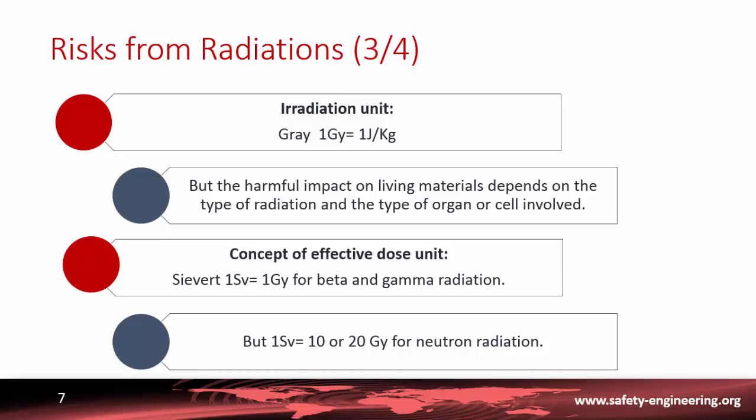So the unit used for measuring the impact of radiation is the gray, and the gray is equivalent to 1 joule per kilo. But the harmful impact on living materials depends on the type of radiation and the type of organ or cell involved, and it's not the same for a neutron or a beta ray. So we use this concept of effective dose unit, and it's the most used. And if you hear the media, you hear talk about sievert or millisievert. So one sievert is equal to 1 gray for beta and gamma radiation, but the impact could be much more important for neutron radiation, and in this case, one sievert equals 10 or 20 gray.